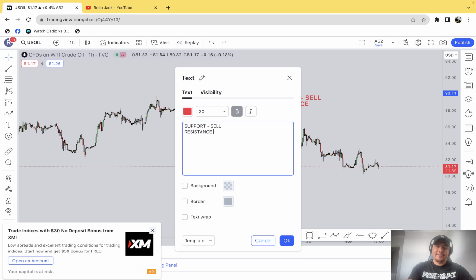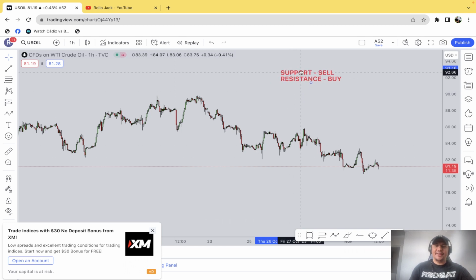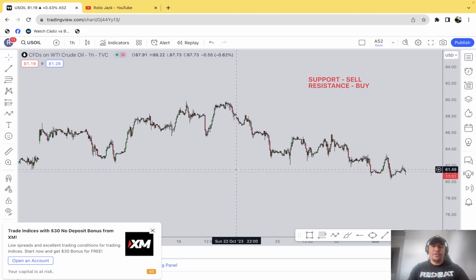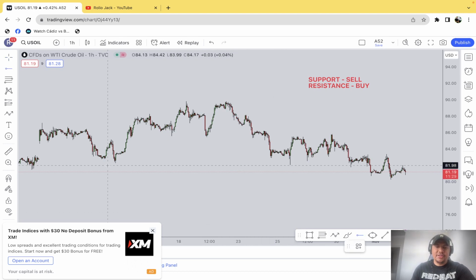Resistance, it means buy. Sorry about that. That's it. Now let's identify these levels quickly, and we don't have to go very far. Now I'm going to draw these levels for you guys.